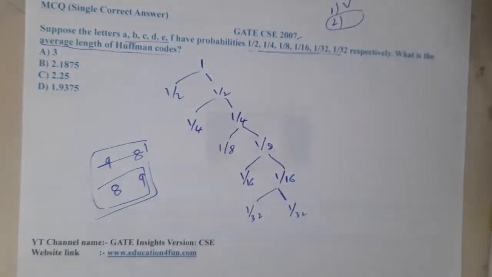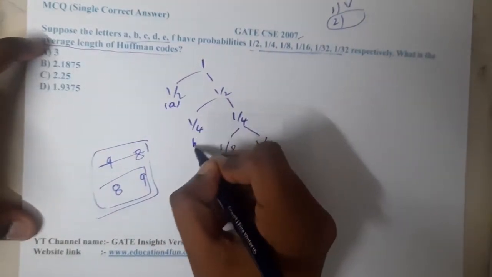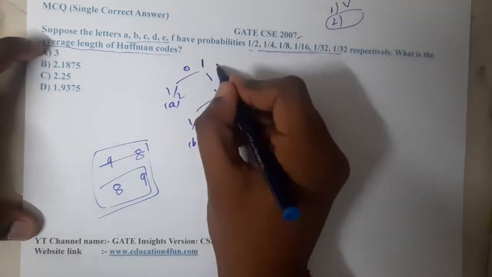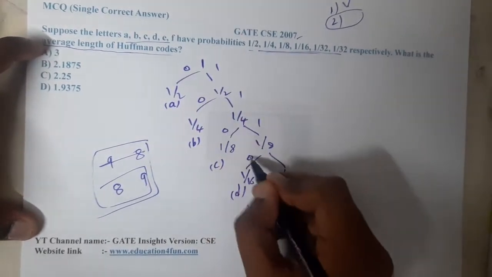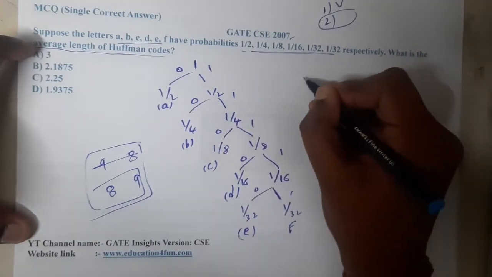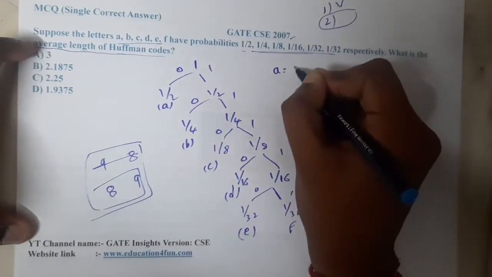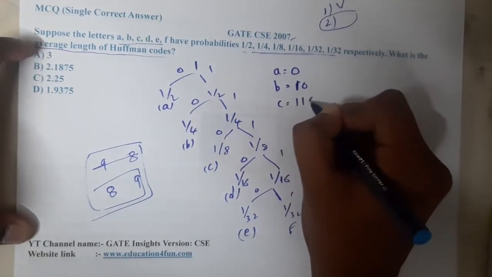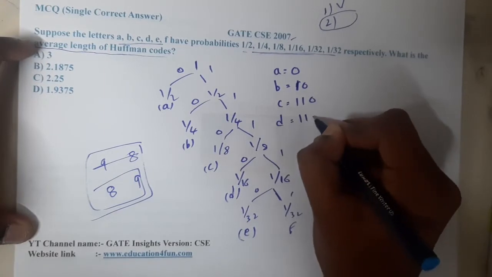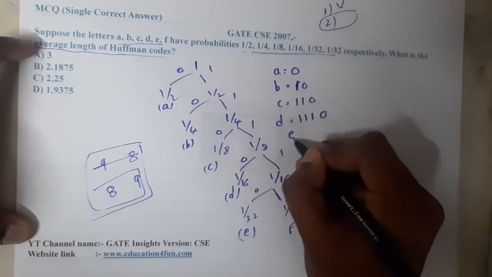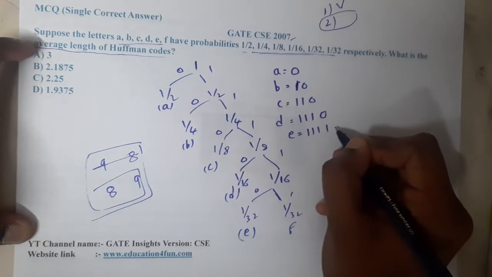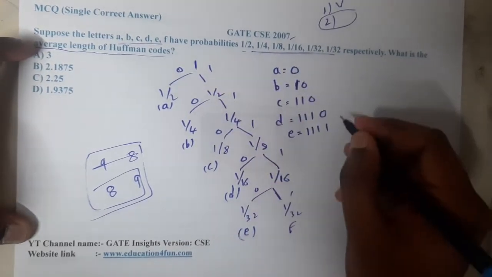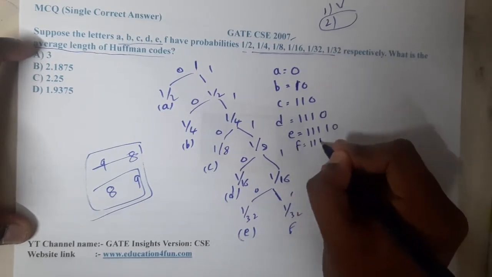So here, what are the variables, guys? It is A, B, C, D, E, and F. Let me label the branches 0 and 1. What is the bit value for A? It is 0. For B it is 10. For C it is 110. For D it is 1110. For E it is 11110, so 1, 2, 3, 4 ones and a 0. For F, it is 11111.